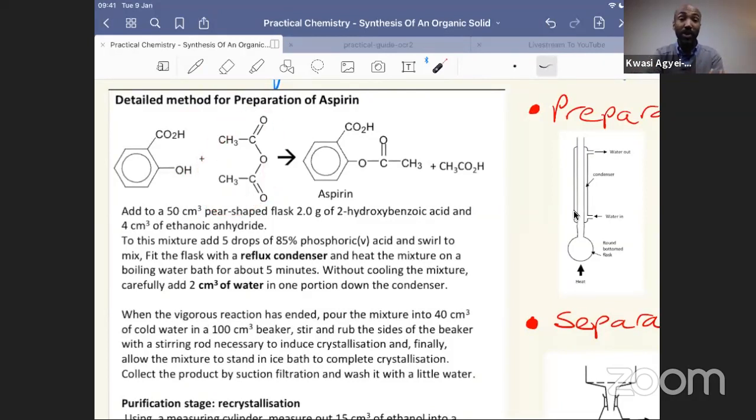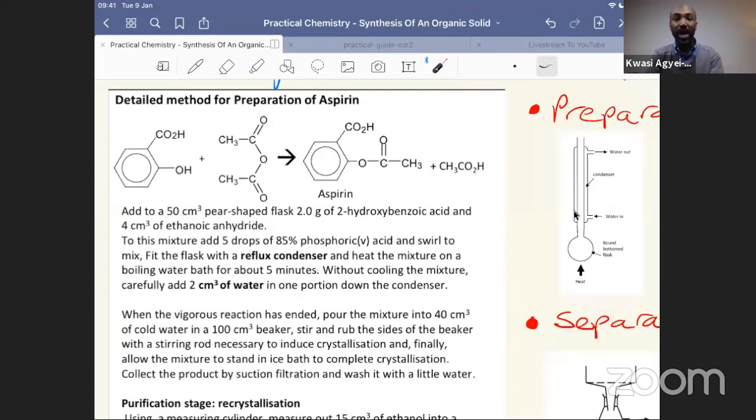And what are we doing? We are effectively acylating this hydroxyl group, the OH group. So when we do acylate it, there we go, you've got your product, aspirin. So we've taken the OH group at the 2 position and we've acylated it using ethanoic anhydride.